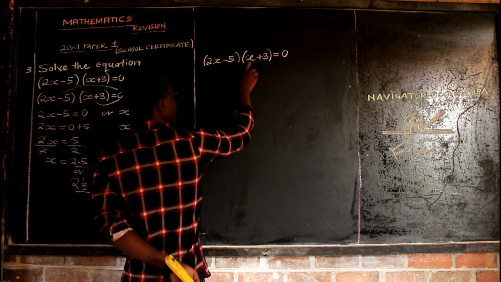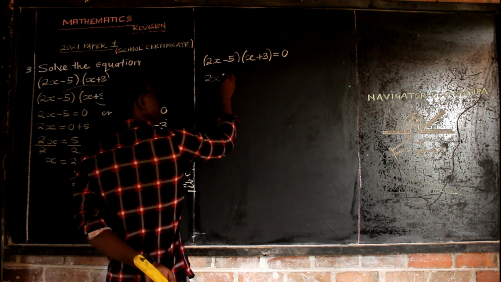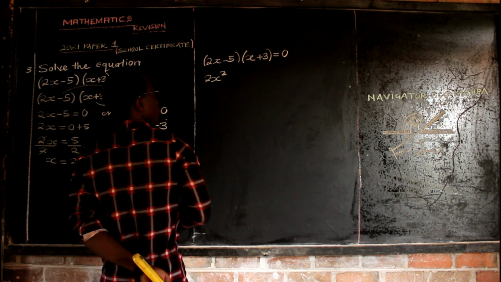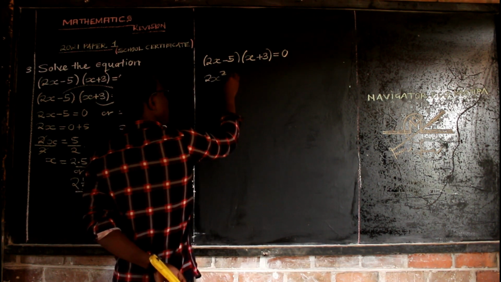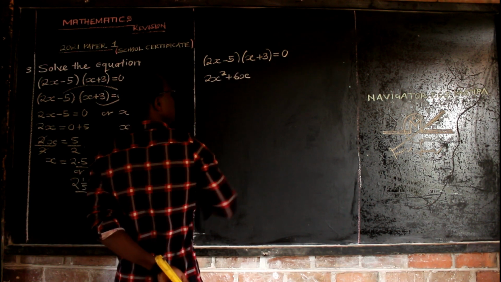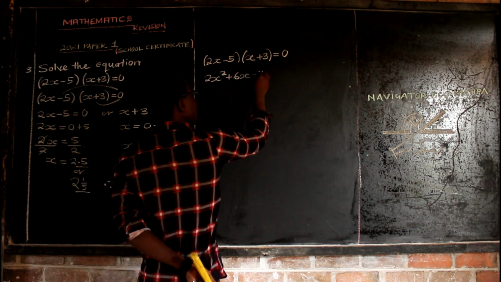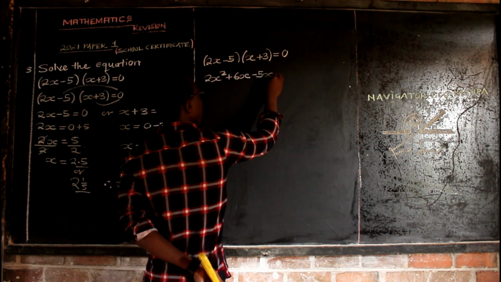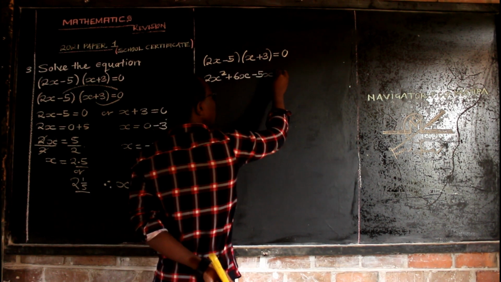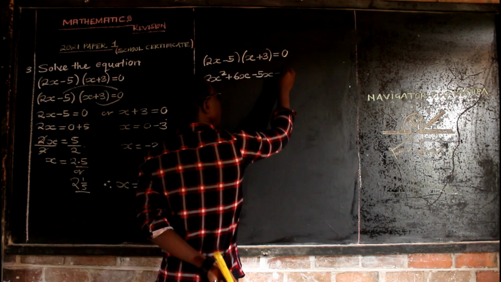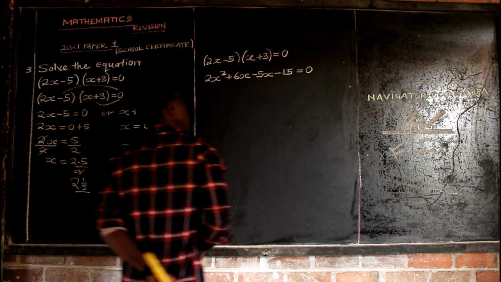So 2 times x, so 2x times x, you obtain 2x squared. Okay? Then 2x times 3, you obtain positive 6x. Okay? Then negative 5 times x, you obtain negative 5x. Okay? Then negative 5 times positive 3, you obtain negative 15. Okay? It's equal to 0. Okay?